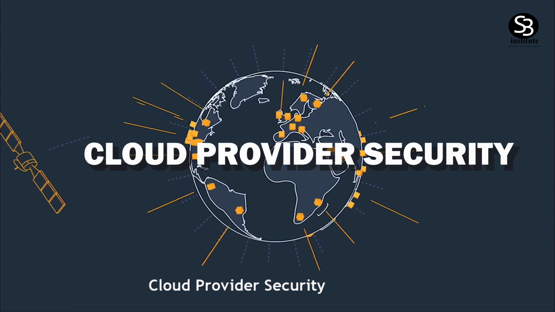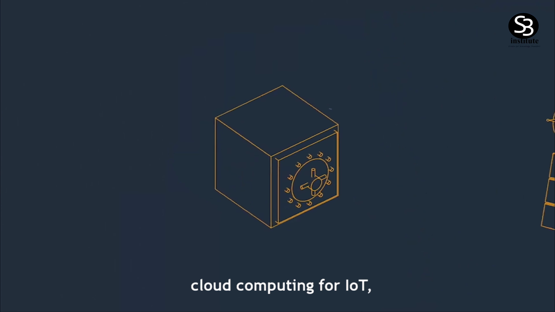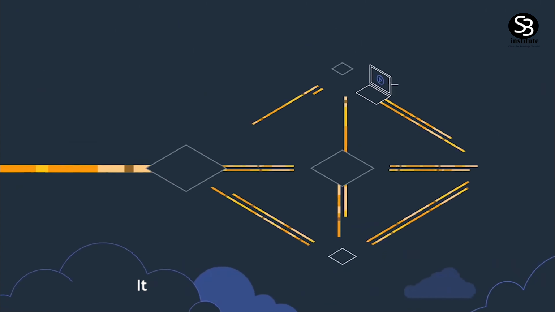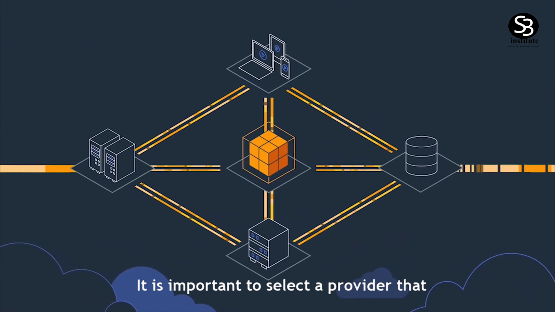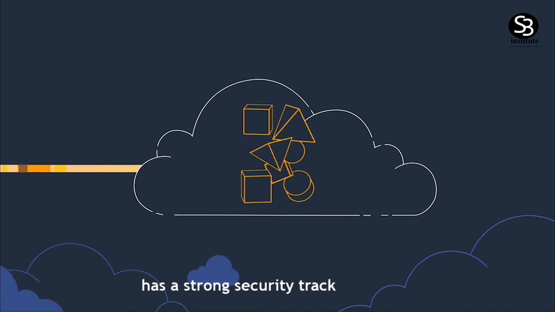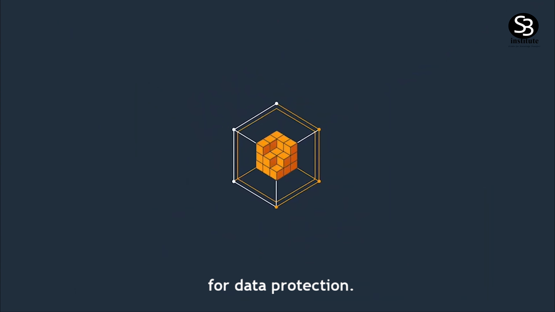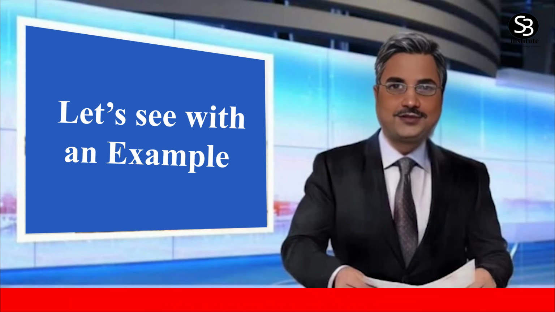Cloud provider security. When using cloud computing for IoT, it is important to consider the security of the cloud provider. It is important to select a provider that has a strong security track record and provides adequate security measures for data protection. Let's see with an example.